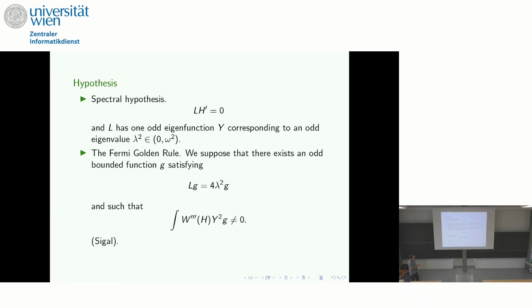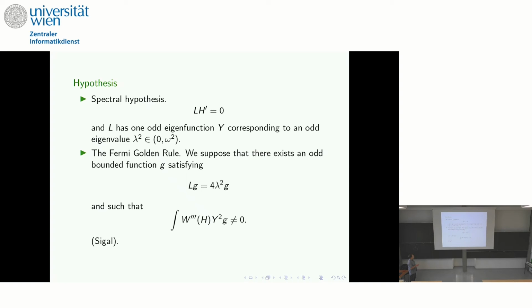In fact, what is allowed is that this operator has another eigenfunction between lambda squared and the bottom of the continuous spectrum. Just one eigenfunction, because this one eigenfunction will be even again, and it doesn't bother the odd perturbations. So this is allowed. The second condition is what I mentioned, the Fermi Golden Rule.